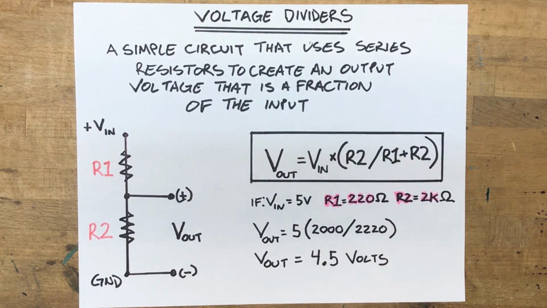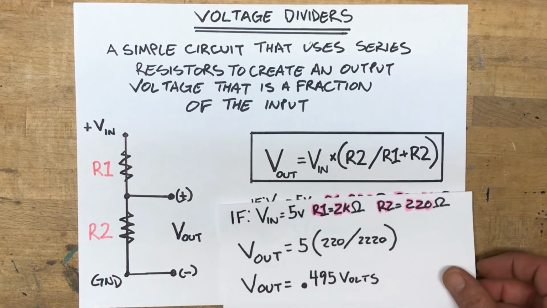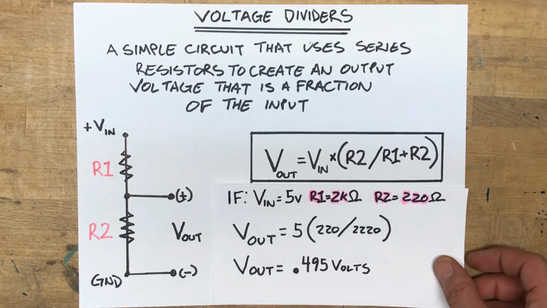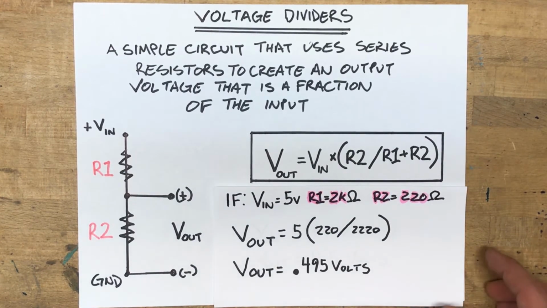If we switch that relationship and we make R1 2000 ohms and R2 220 ohms, we can see that that actually balances out to be what was subtracted from the original equation, basically a half volt. So you can see that where those resistors are placed, what the values of those 2 resistors are in relationship to each other, will determine that output voltage as a fractional relationship between them.